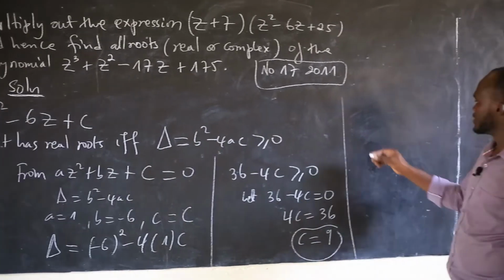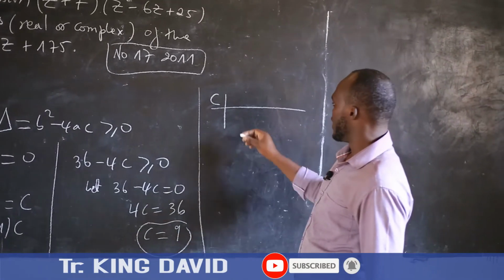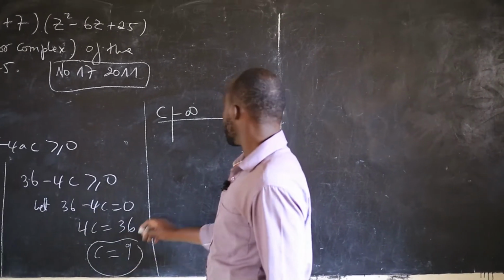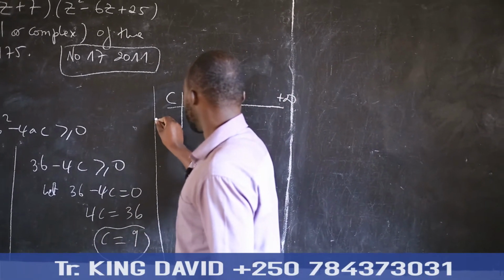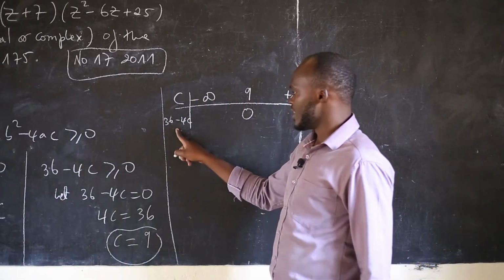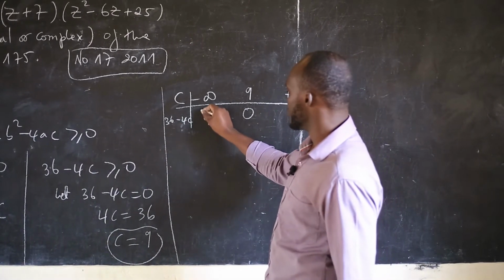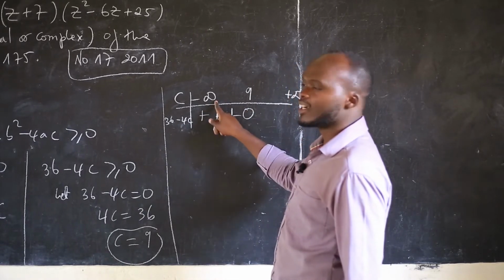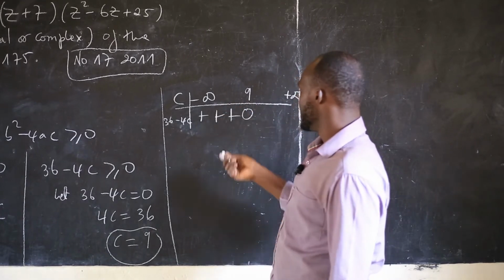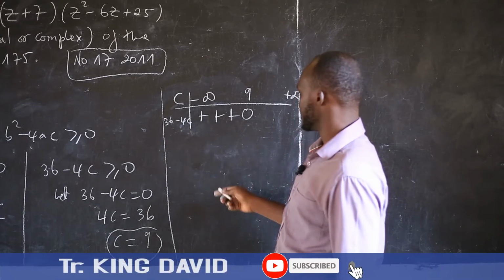So now this is an inequality. We have to study the sign. We have c here because it is a variable. So we have negative infinity to positive infinity. The value of c is 9. Our expression is 36 minus 4c. When you bring 9 here, we get 0. Because we have a negative here, this side will be positive. Or we choose a number between negative infinity and 9, like 0 or negative 5. Let's use 0. When c is 0, 36 minus 0 is 36, which is positive.